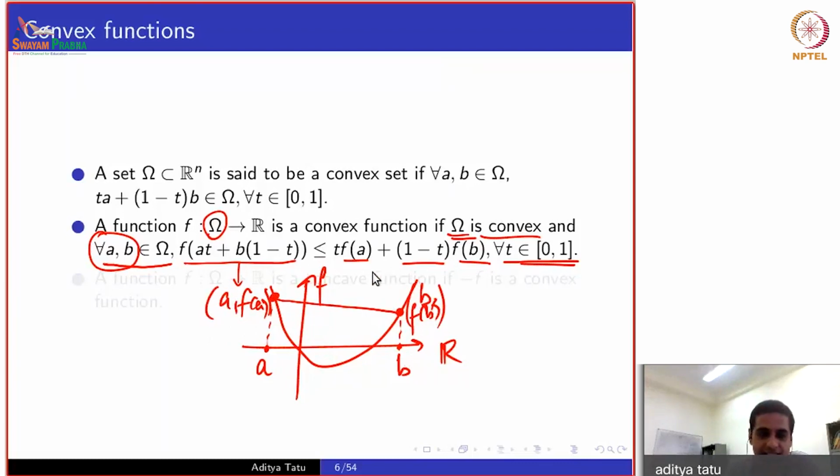Okay, what this definition says is that the value of the function at all intermediate points joining A and B, so let's say this point x, what is the value of the function? This is my f(x). f(x) must be smaller than the height of this line segment, basically. This has to be true for all A and B that you can choose and for all intermediate points. Okay, so that is what a convex function is.